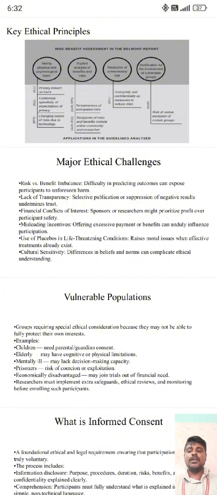What is informed consent? It is mostly used as a concept in the ethical challenge, the fundamental ethical and legal requirement for participants in the trial. The process includes information, recovery, comprehension, validation. More than three processes are used in informed consent. First, the information disclosure.